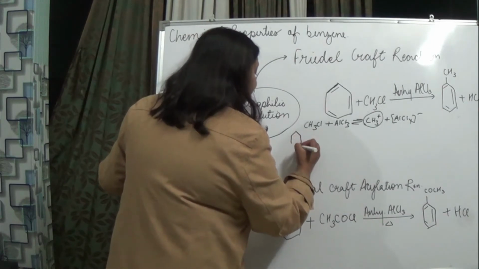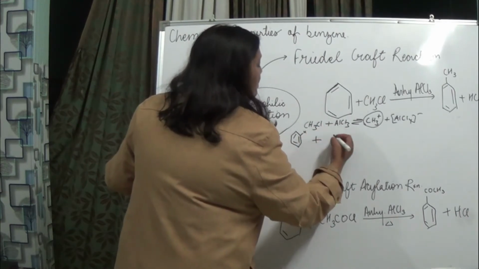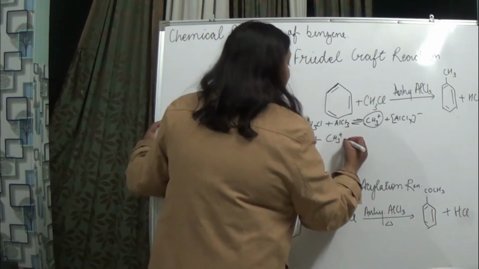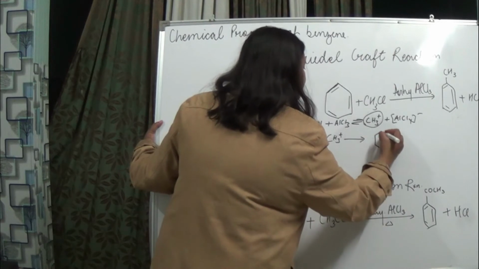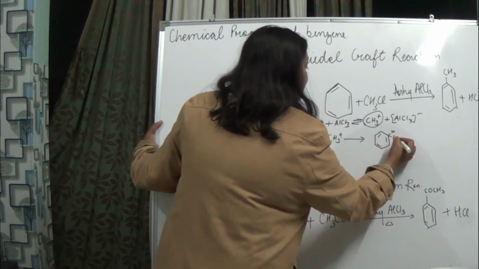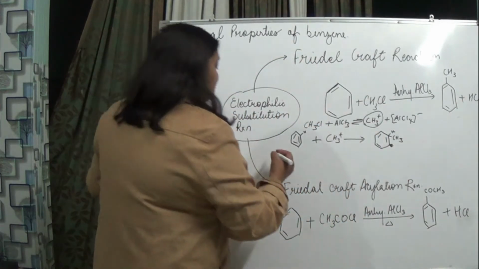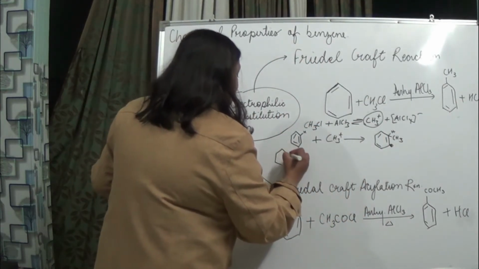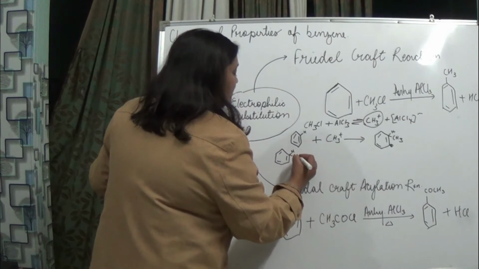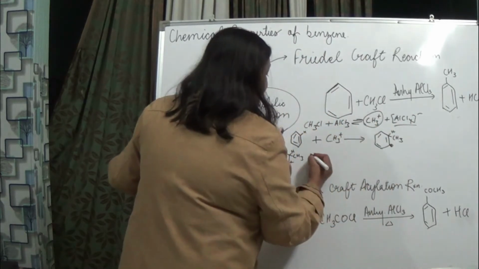This benzene will naturally react with this CH3 plus, and thereby form an intermediate, and the plus sign will be shifting over here. Now see what happens with this intermediate. It takes up this AlCl4 minus.